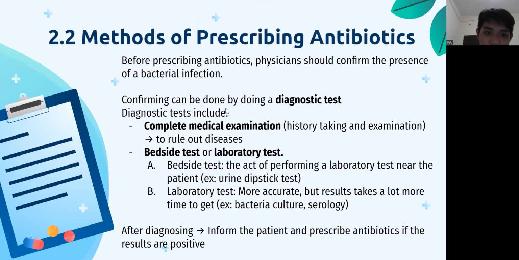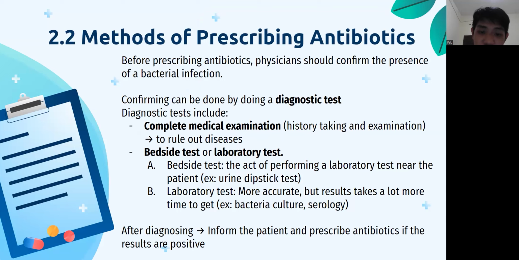Now I'm going to explain about the methods of prescribing antibiotics. Before prescribing antibiotics, physicians should confirm the presence of a bacterial infection. Confirming this can be done by doing a diagnostic test. A diagnostic test includes 2 steps.